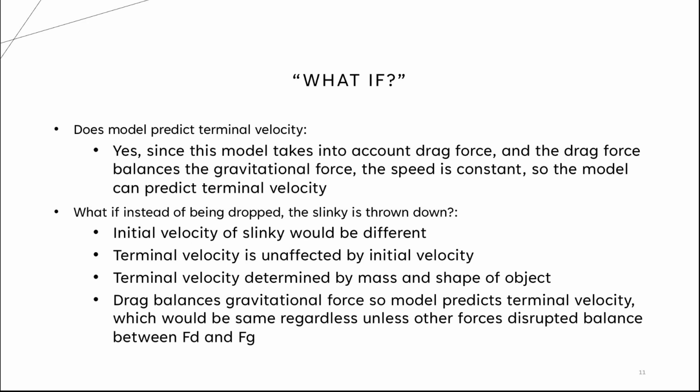And then for the second what if question, I said, what if instead of being dropped, the slinky was thrown down? So this goes back to how we can predict the terminal velocity. Since there was no acceleration in the downward direction, the velocity remains constant, and terminal velocity is unaffected by the initial velocity. Terminal velocity is determined by the mass and shape of the object. So in this scenario, the drag balances the gravitational force, so the model does predict the terminal velocity. And that's all.